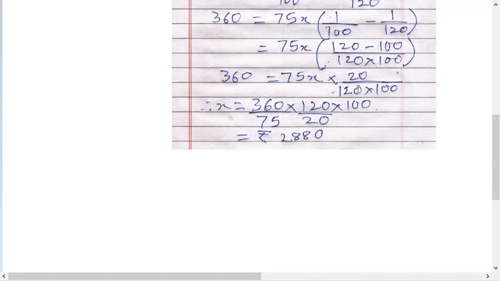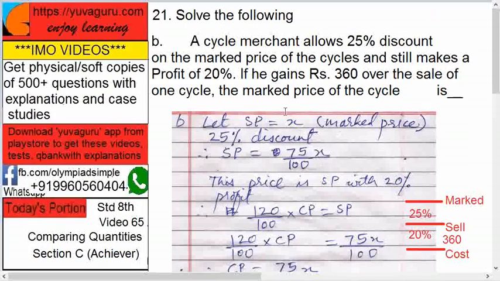Now solve this, you take everything on this side and keep x on one side. So what you get is 360 into 120 into 100; this 120 into 100 goes up and 75 into 20 comes down. Now you can solve this and you will get rupees 2880. This is x. But what is x? X means the marked price, the price which is marked on the product, which we call the MRP. So that is the required answer.